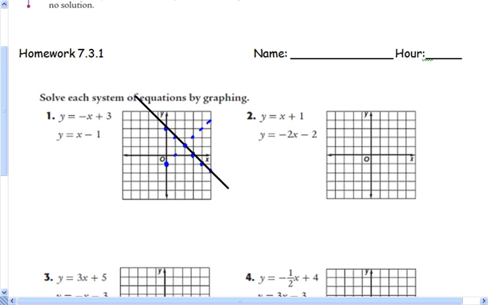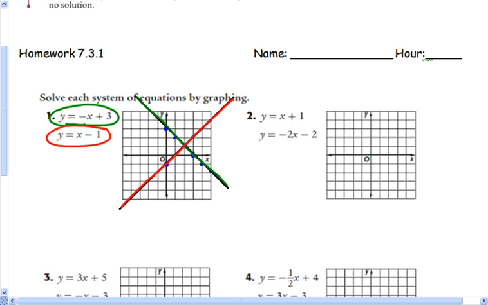And what hopefully is intriguing you here a little bit is that these two lines meet at a certain point. And remember that a line represents all of the solutions for a certain equation. So this line here represents all of the solutions for this equation. This line here represents all of the solutions for this equation.